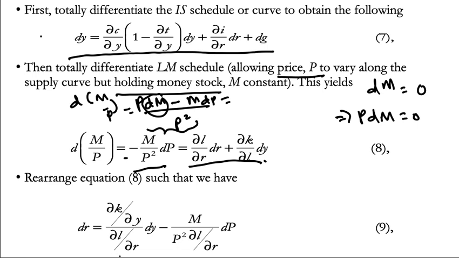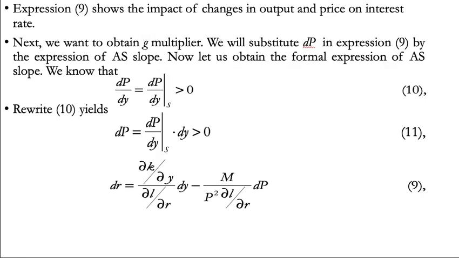Can you see that in expression 9, we have two things that can affect interest rate, real output as well as price. In the previous analysis, we don't see the change in price, but now we can see the change in price affecting interest rate. But we must remember our main objective is to find the government spending multiplier.